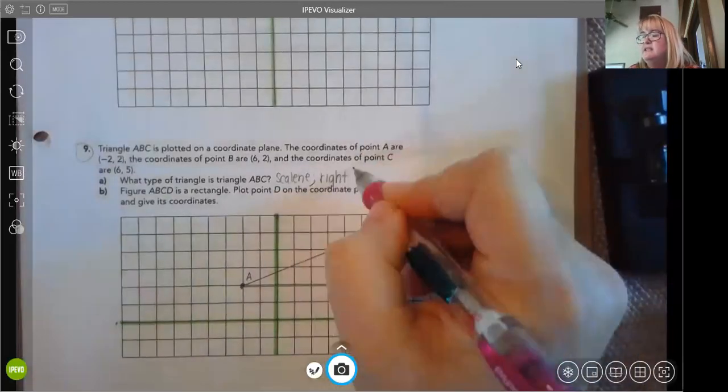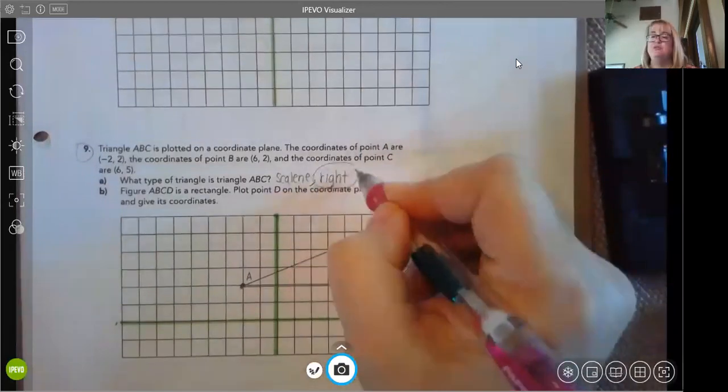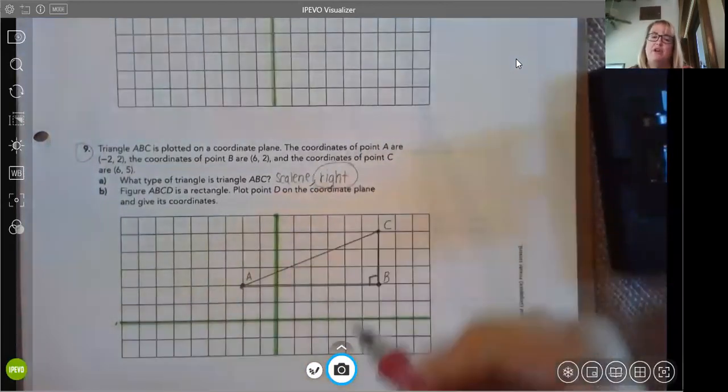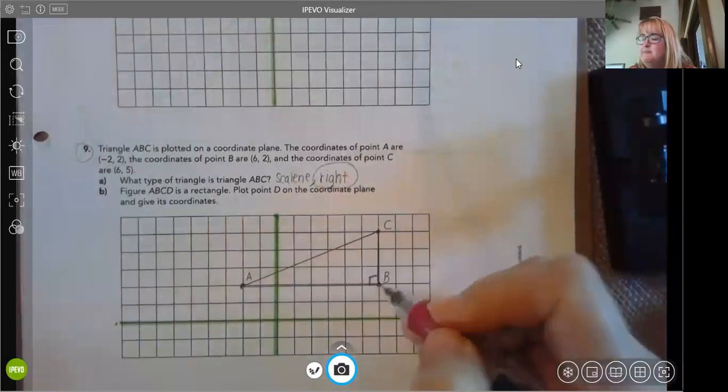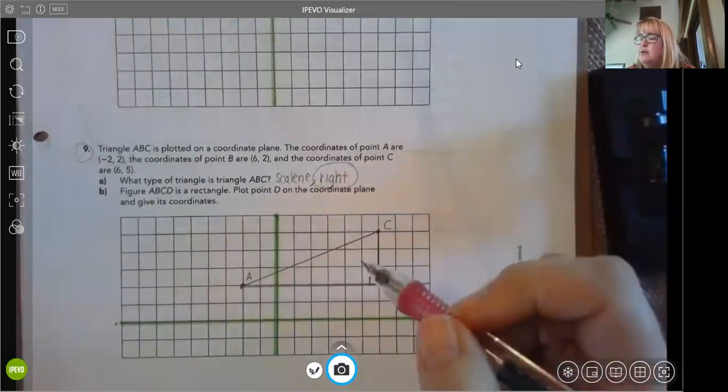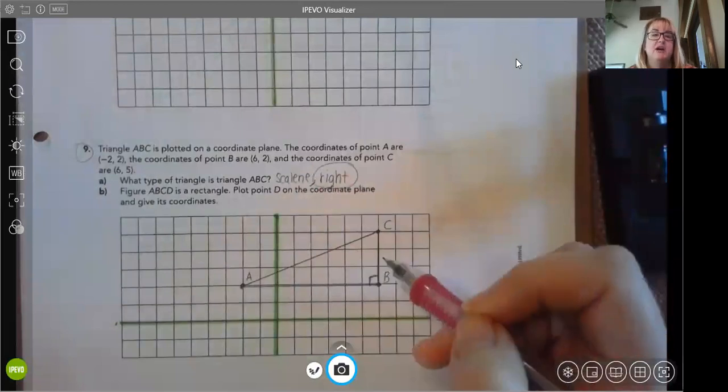And to be quite honest, I think for this situation, right is what they were looking for, but it's also scalene. Okay, so we have a right triangle, a scalene triangle.